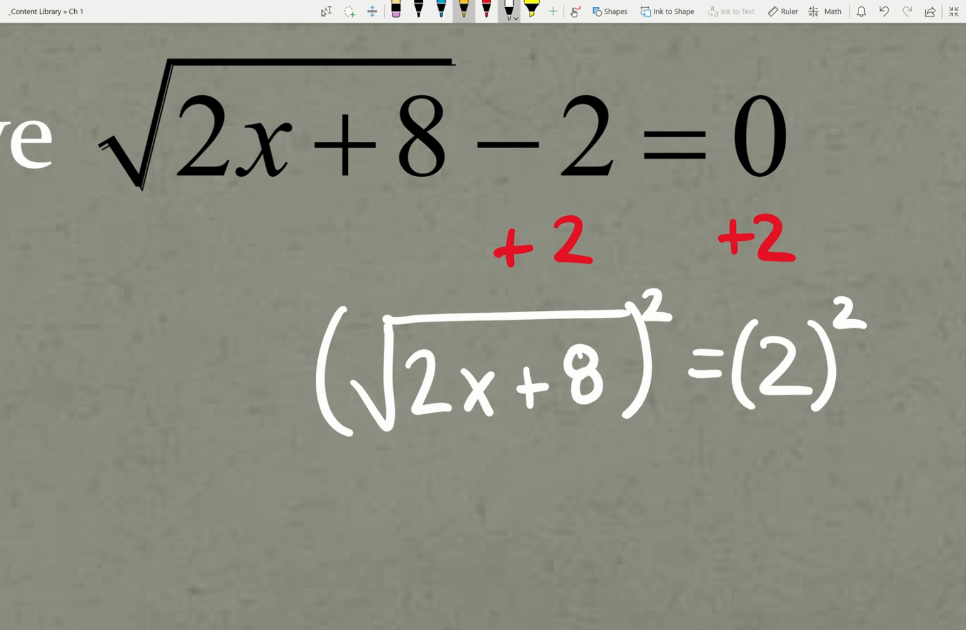The reason that we're doing that is because remember that raising a square root to an exponent of 2, those are inverse operations, and it just leaves you with what was underneath the square root. Okay, so we're just going to be left here with 2x plus 8, and that's going to be equal to 2 squared, and that is equal to 4.